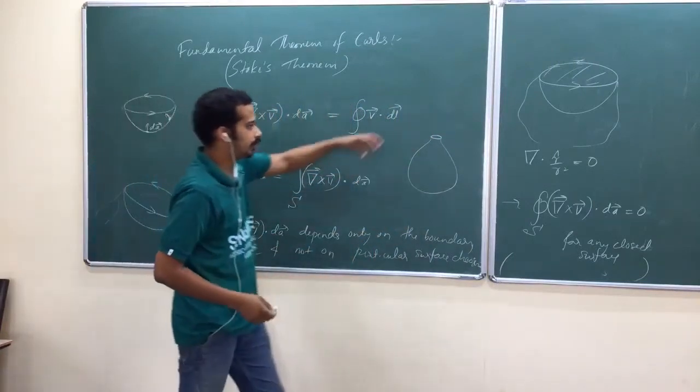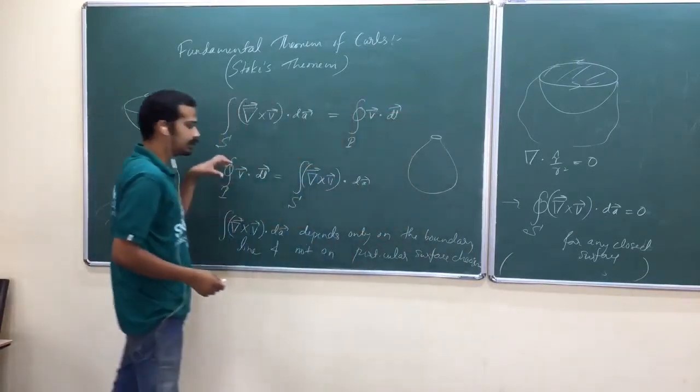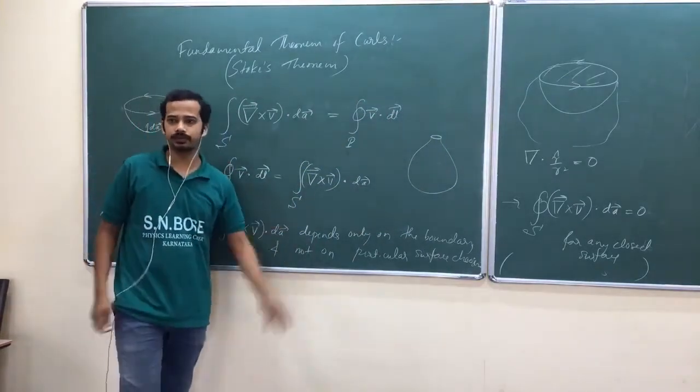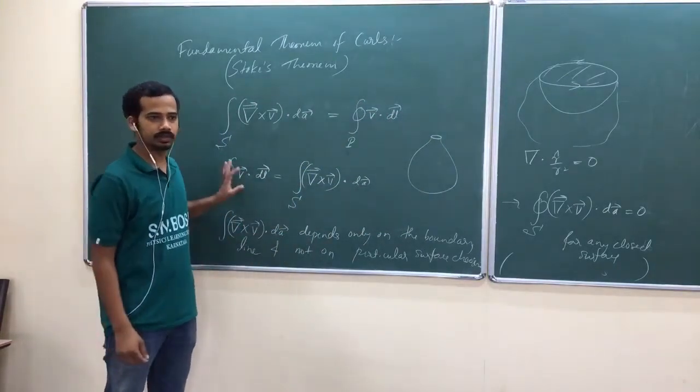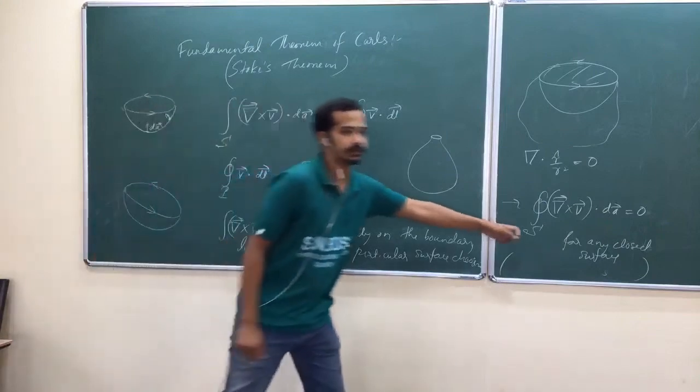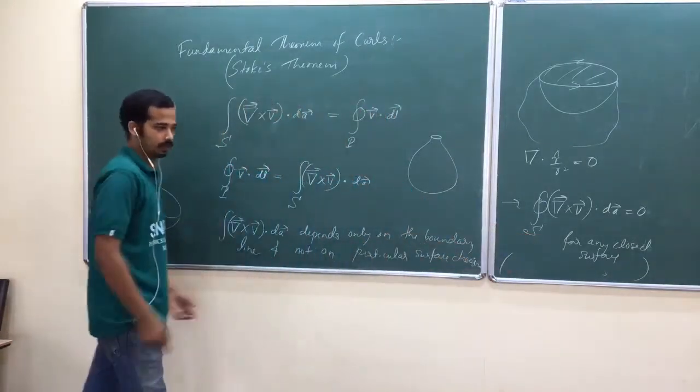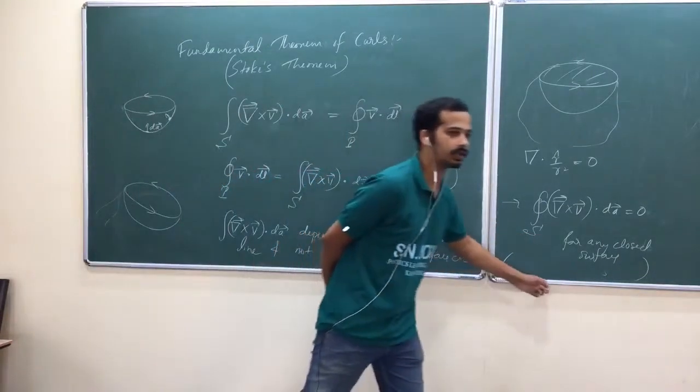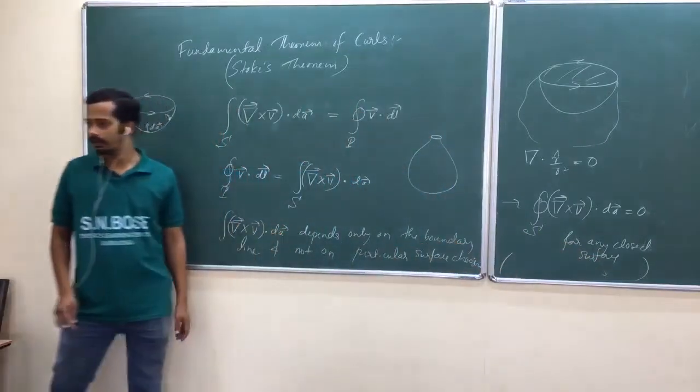Is that okay? Once you make that one shrink to 0, this path integral shrinks to 0. The path itself shrinks to 0. Is that okay? So this part will be 0 for a closed surface. You can argue like that. Okay? Write down: a closed surface will not have any boundary. Isn't it?